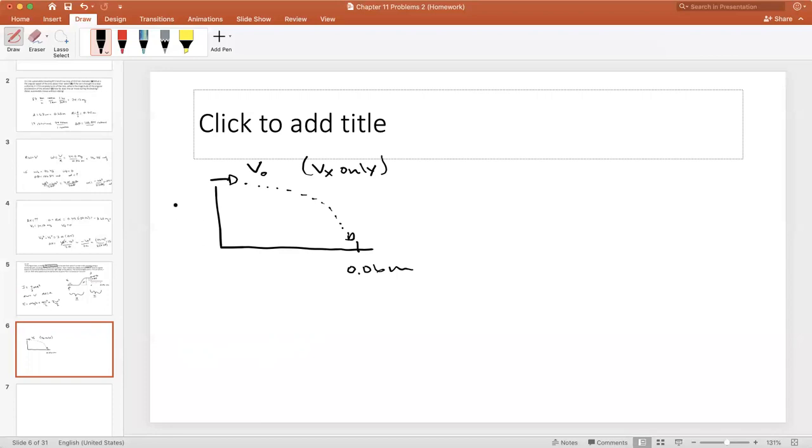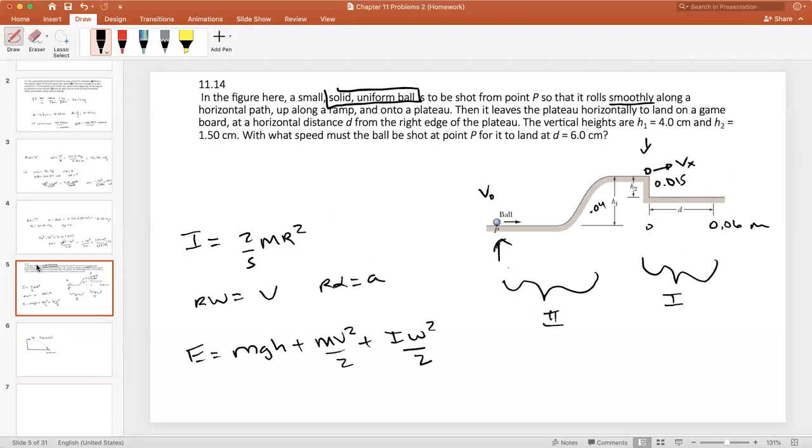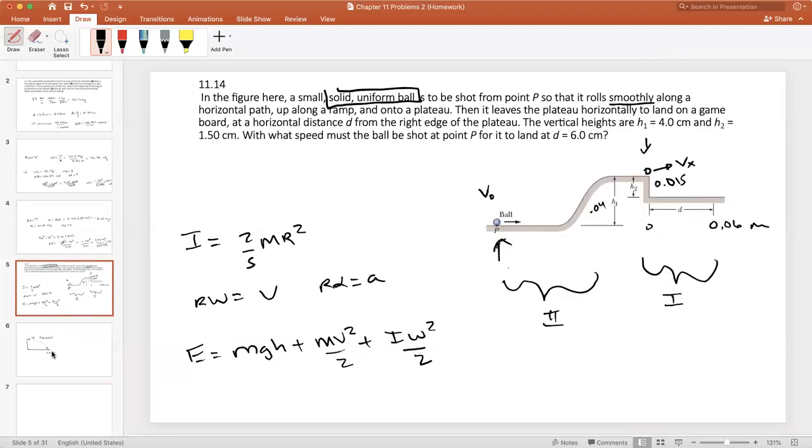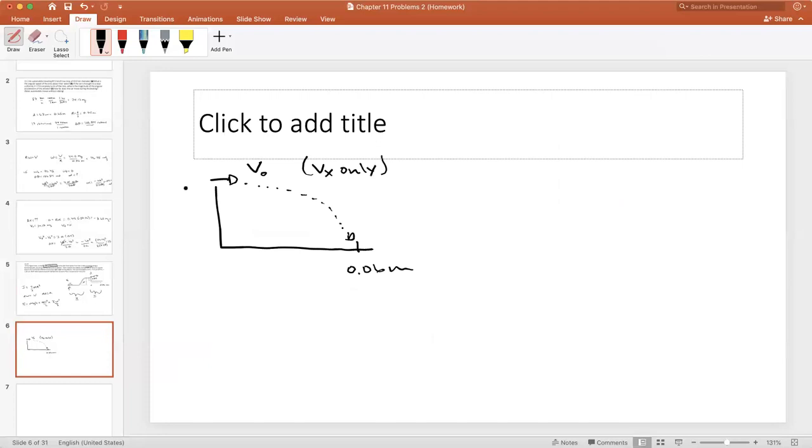We also know here that our H is 15 centimeters. So we know that here is 0.015, I'm sorry, 1.5 centimeters. And here is 0 and 0. So the initial X is 0, X naught is 0, and Y naught is 0. Sorry, Y final is 0. Y naught is 0.015 meters. Okay, and this is X final.